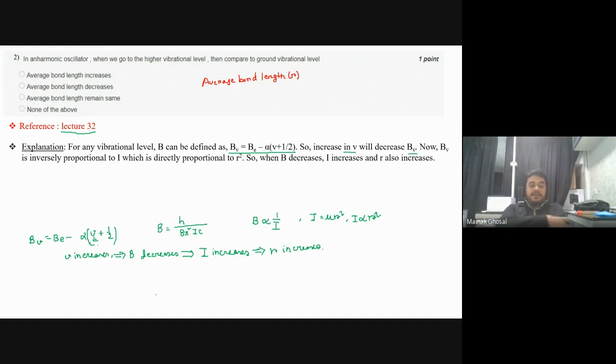First of all, when you are going from the ground vibrational level to the excited state vibrational level, what should increase? Your vibrational quantum number will increase. You will get a higher vibrational quantum number. With this, what else will change? There is a change in the B value. B will decrease. Since B is inversely proportional to I, I will increase.